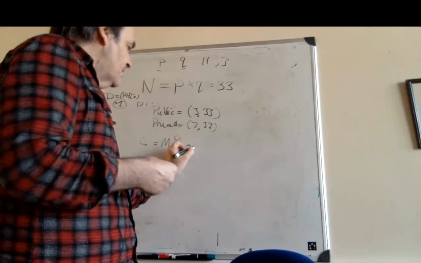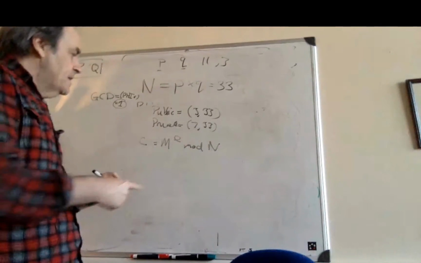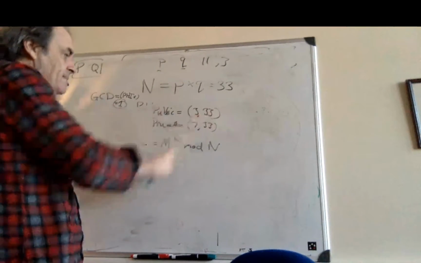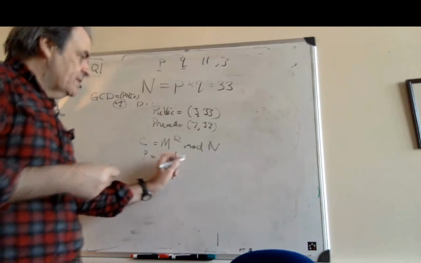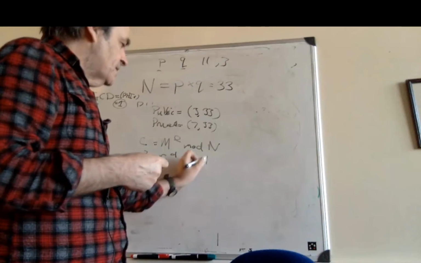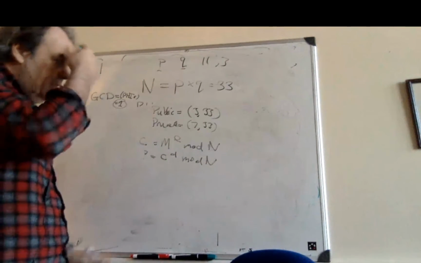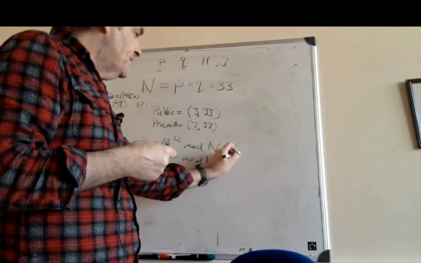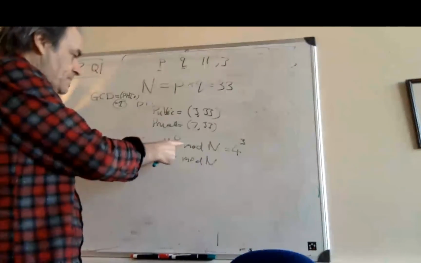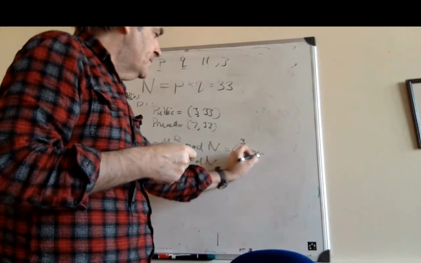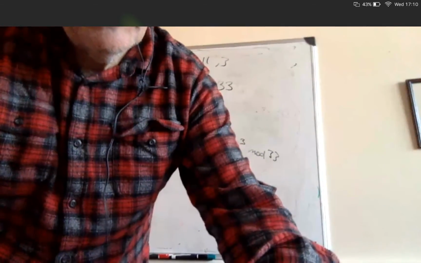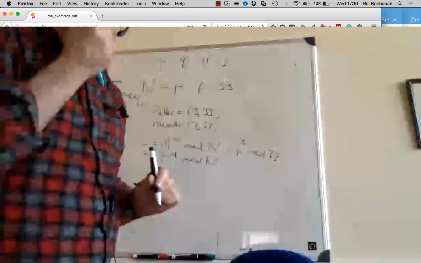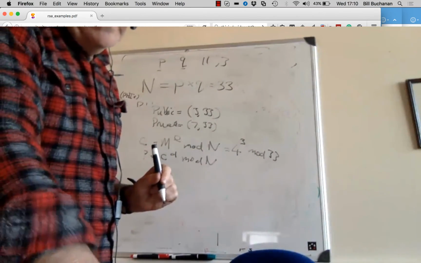The way that the encryption works is that our cipher is equal to our message to the power of e mod n. So there's our e and there's our n. Then to decipher, we take the cipher, raise it to the power of d, and then take mod n, and it should work. So if we take a message of 4 to the power of 3 mod 33, let's do our calculation here. That gives us 31.